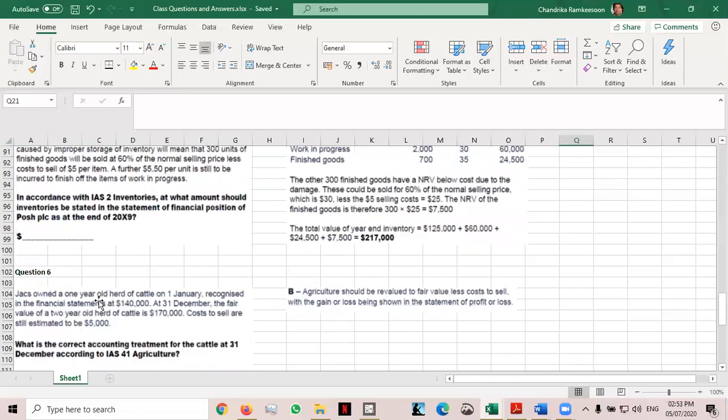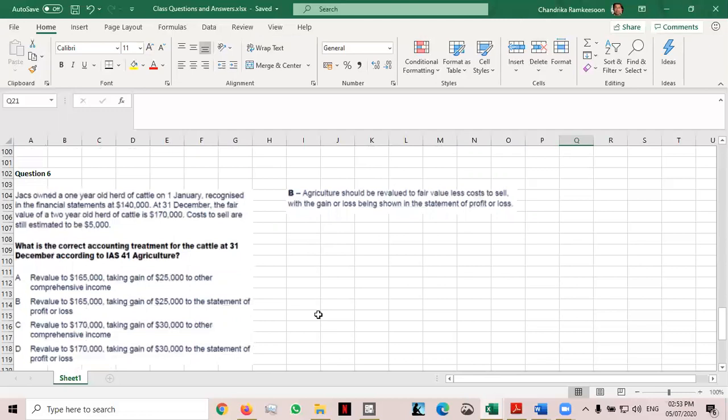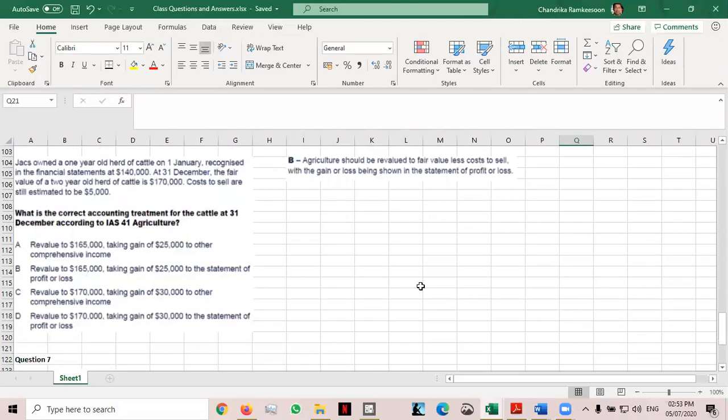Question 6 is on IAS 41. Let's take a look at question 6. Jacks owned a 1-year-old herd of cattle on 1st January, recognized in the financial statements at 140,000. But that was the value there. On 31st December, the fair value of a 2-year-old herd of cattle is 170,000. Well, we assume the same herd. They were at the end of the previous year 1 year, and 1 year has now passed, so they'll clearly be 2 years. Cost to sell are 5. What is the correct accounting treatment for the cattle at 31st December according to IAS 41?